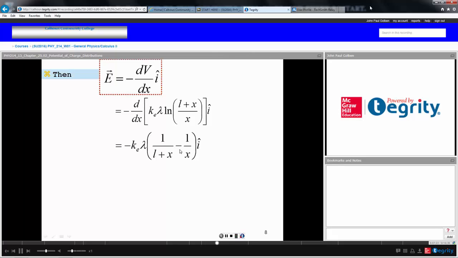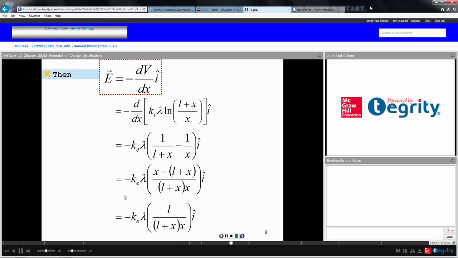Let's find a common denominator for these two fractions. So we'll multiply the first one by x over x and the second one by L plus x over L plus x. So we'll end up with a negative k lambda. In the numerator we have x minus L plus x, over a common denominator of L plus x times x. In the numerator, the x minus x is going to cancel out, and we have negative k lambda L over L plus x times x.